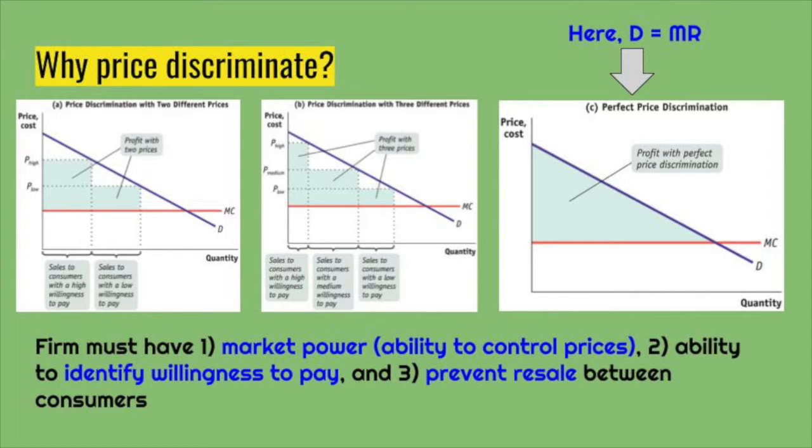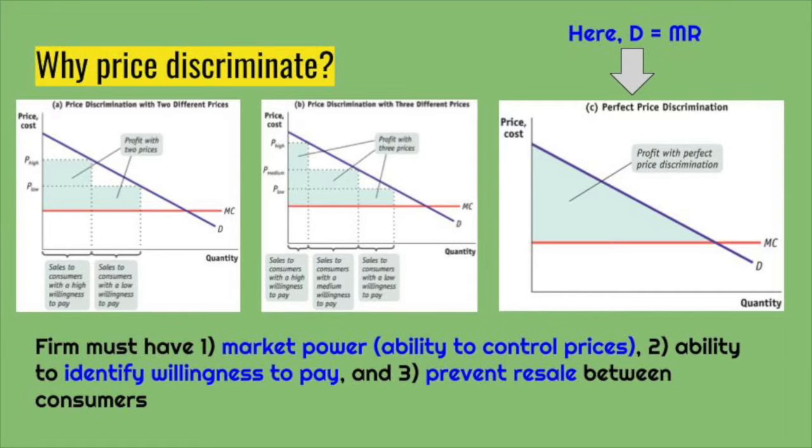So in order to do this, you should know that firms must have, one, market power. They have to have the ability to control market prices, unlike what we saw in perfect competition. Two, they have to have the ability to identify customers' willingness to pay. And three, they have to be able to prevent resale between consumers. So one group of consumers who could buy something at a cheap price and then sell it to another customer for a lower price than what the monopoly would charge that second group of customers.